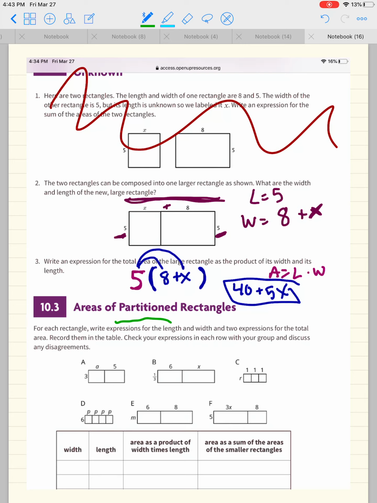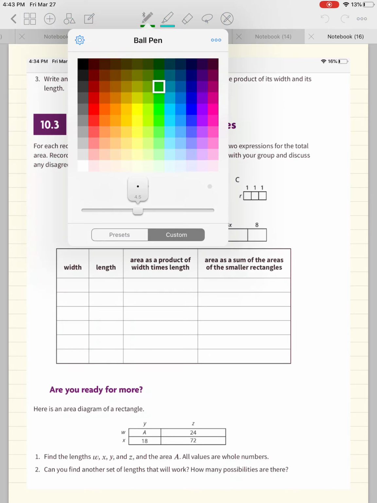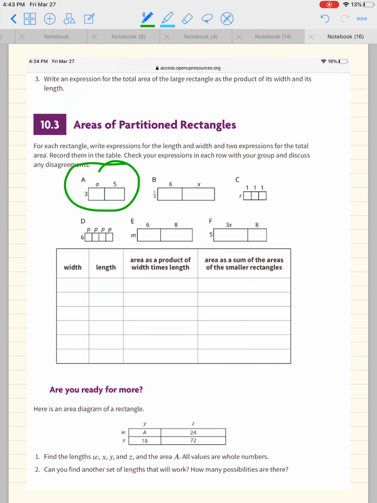10.3, area of partitioned rectangles. So what partitioned means is it just means split up. For each rectangle, write expressions for the length and width, and 2 expressions for the total area. Record them in the table, check your expressions in each row with your group, and discuss any disagreements. Okay, you don't have a group, so just try your best.